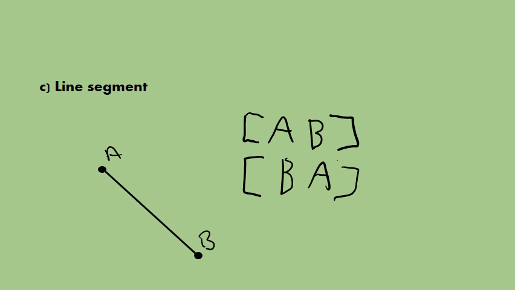So, what is a midpoint? A midpoint is a point that separates a line segment into two equal parts. So if the measure of this is 6 centimeters, the midpoint is at 3. So let's say it's here.